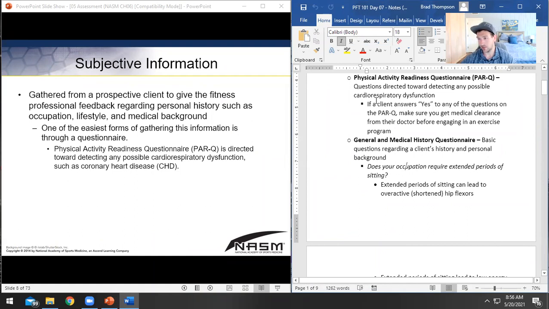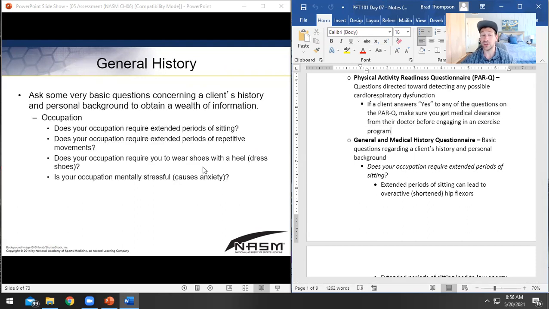But basically, the big thing to remember, guys, and this is how they like to word this, if you ever end up seeing it on your homework or test questions: if a client answers yes to any of the questions on the PAR-Q, make sure they get medical clearance from a doctor before they engage in an exercise program. And that's really the purpose of the PAR-Q. We're trying to figure out if it's even appropriate for us to start working with this client.